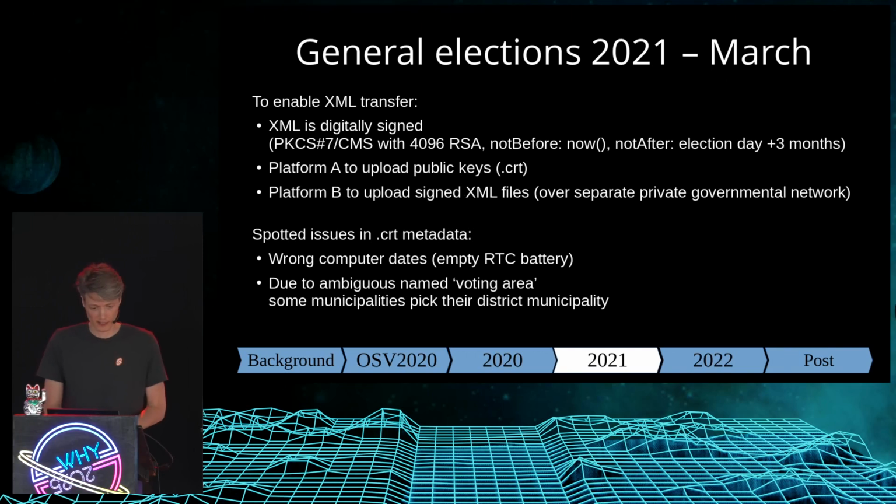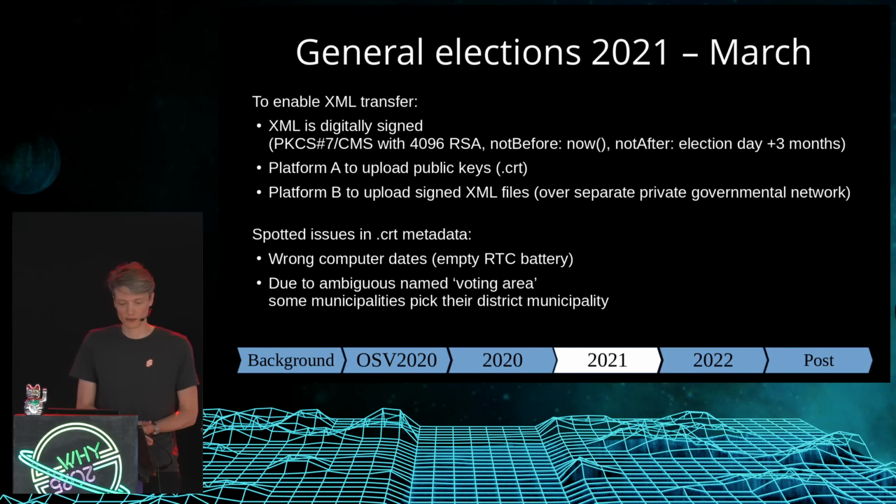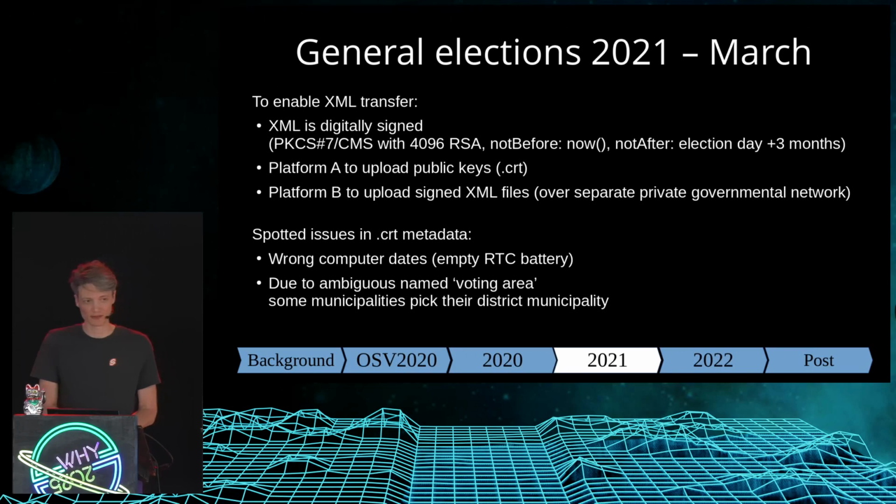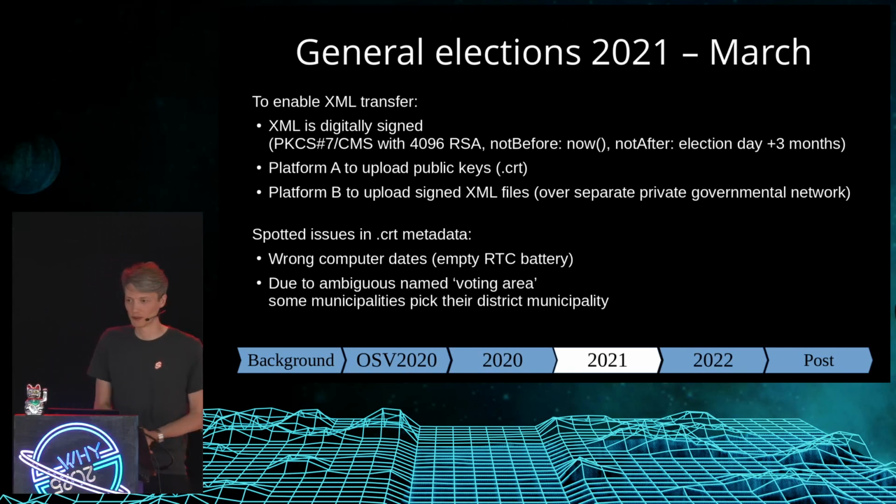And we had a different platform for the public keys, a different platform for the election results, and when all the public keys came in, I found out like, ooh, some of these municipalities are running on the wrong date. Why was that? Some of these municipalities would really use only these computers for elections and store them in a vault. And what happens then? Your real-time clock battery runs out, and when you boot your computer, you need to fill in a date. And some municipalities do that wrong.